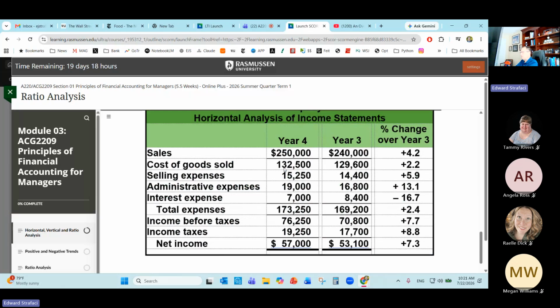Notice even income taxes went up, and they went up higher than sales, which is my revenue. That might be a question too. Like, what happened to the tax rate? Did the taxes go up? Those are things you would ask as an analyst. But we call it horizontal because we're going across, right? The horizon.